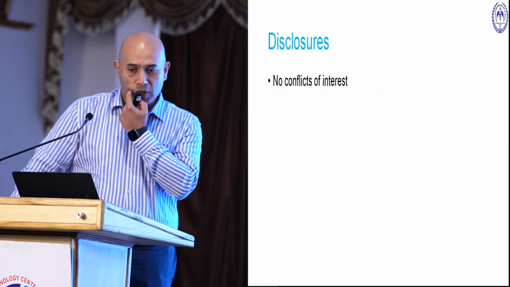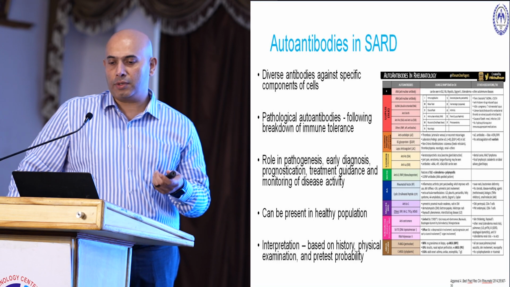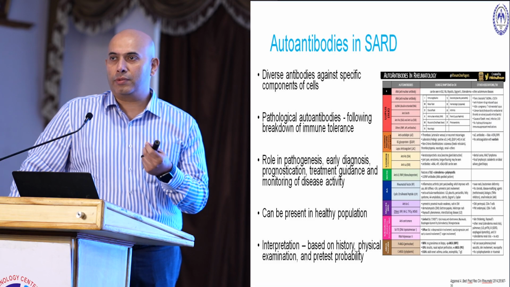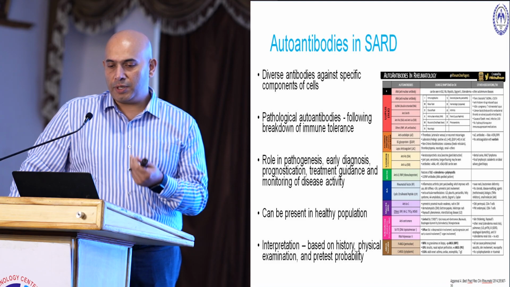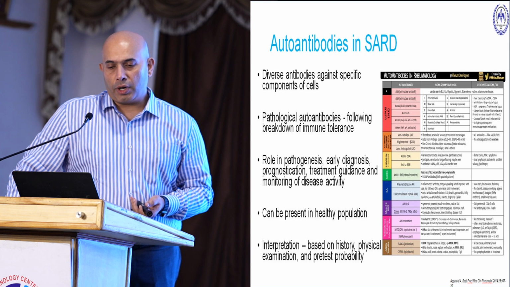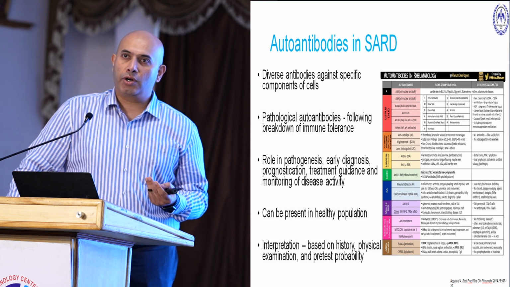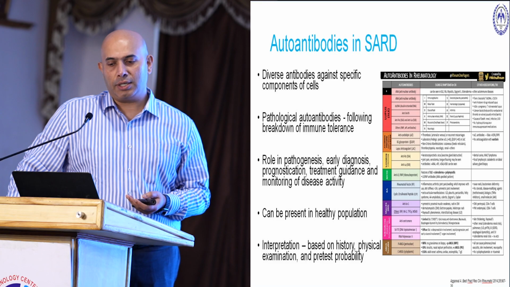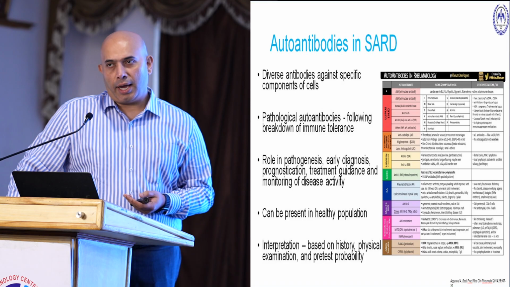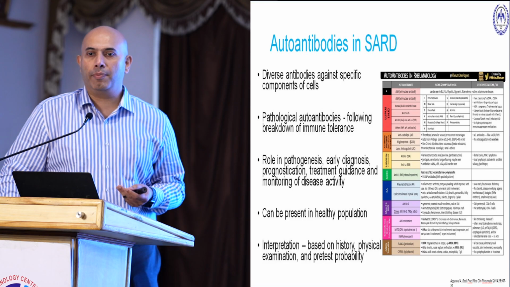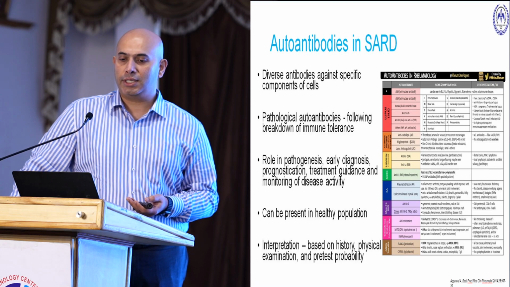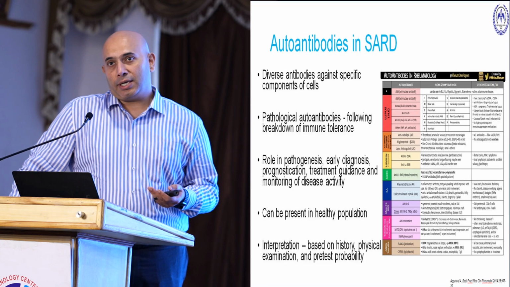So when we talk about autoantibodies in systemic autoimmune rheumatic diseases, they're quite diverse, and like Dr. Chandrasekhar did mention, they are against specific components of the cell. They could be pathological or non-pathological autoantibodies; the pathological ones form following a break in immune tolerance. These antibodies have a role in pathogenesis, early diagnosis, prognostication, treatment guidance, and monitoring of disease activity. And they can be present in the healthy population as well.